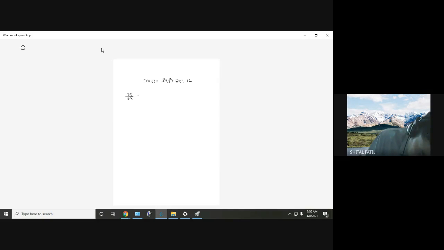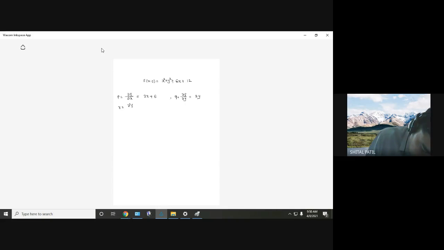Del f by del x, derivative with respect to x: 2x. Derivative of y square is 0. Derivative of 6x is 6. Del f by del y: 2y. That's it. So this is p. This is q. p, q. Okay. Next one. R.